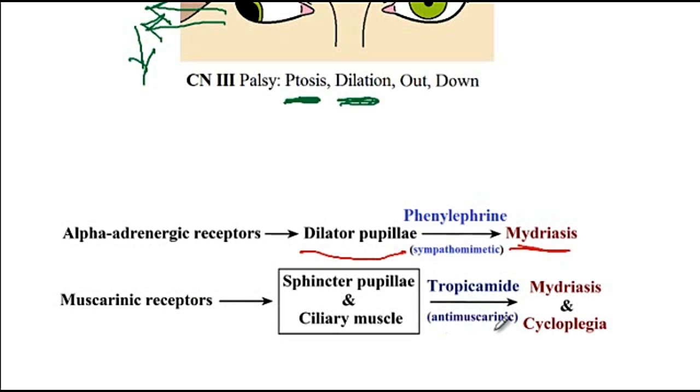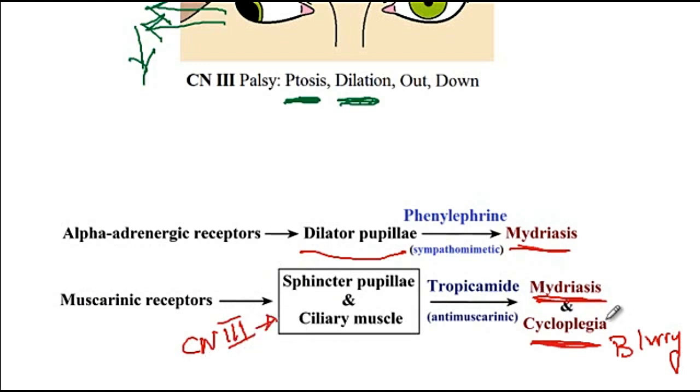Tropicamide, on the other hand, is an antimuscarinic which will inhibit the function of the parasympathetic nerves, as a consequence of which the sphincter pupillae no longer functions, so the patient will develop mydriasis, and the ciliary muscle would not function, so the patient will develop cycloplegia or loss of accommodation, as a consequence of which there would be a blurry vision. If you recall, both of these muscles are innervated by the parasympathetic branch of the cranial nerve 3.